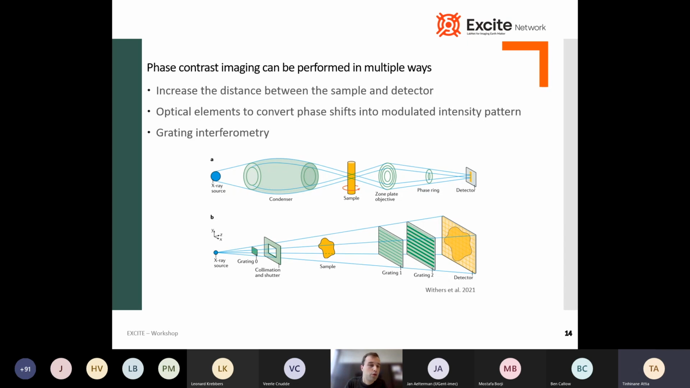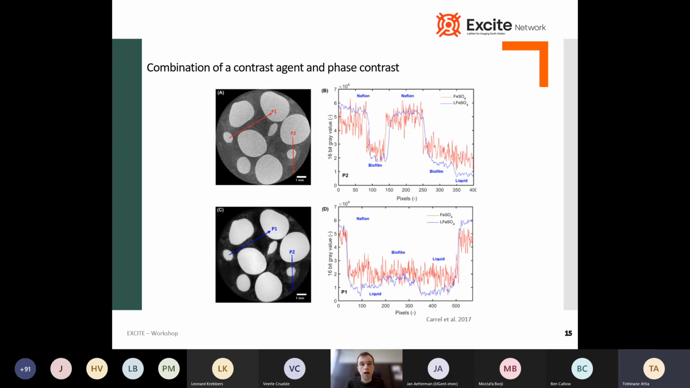You can work with optical elements, or you can use gratings for the contrast, just like Jan explained. This can also be used in biofilm visualization, and of course, in combination with the contrast agents that we just saw. I'll show you an example here.